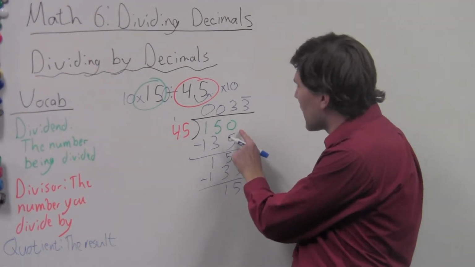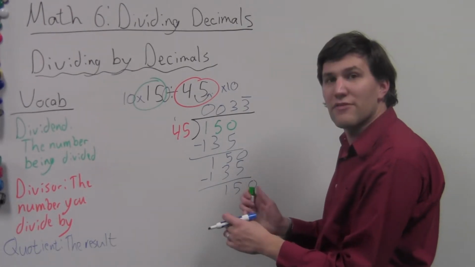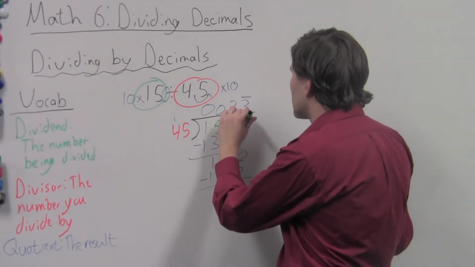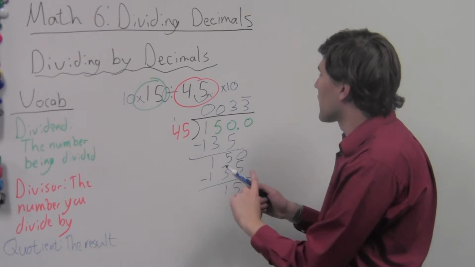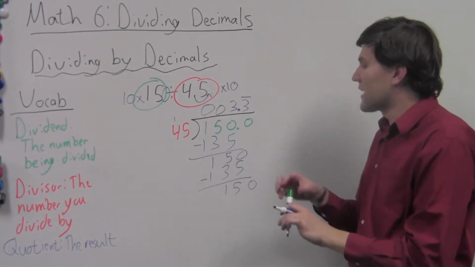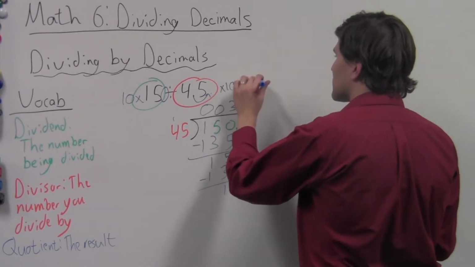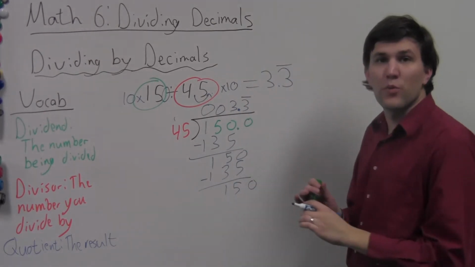And if we look, there's not a decimal point in our dividend, so we're going to have to make one. Remember that every whole number is really that whole number, point 0. So our decimal point here is going to go right after the first 3. So our quotient is going to be 3.3 repeating.